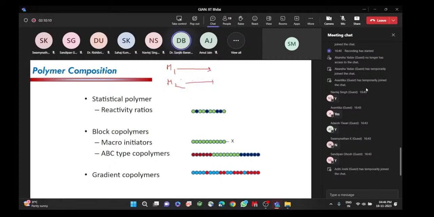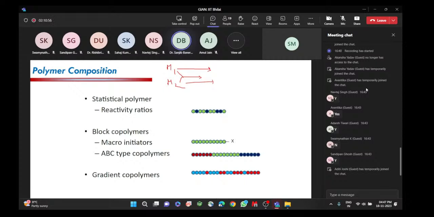If you get a polymer having a high amount of M1, then the result says that the reactivity ratio of M1 is higher compared to M2. That's why M1 reacted faster. If M2 is enriched in the final polymer mixture, then you say the reactivity ratio of M2 is higher than M1. If both of them are present in similar amounts in the final polymer mixture, then you say their reactivity ratio is the same.